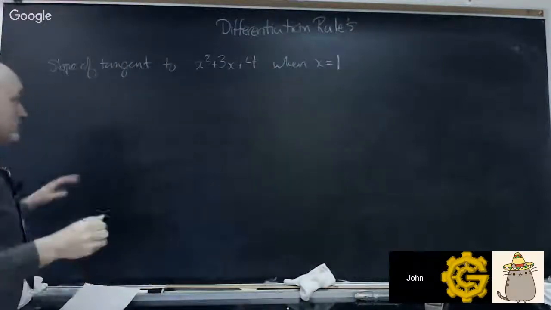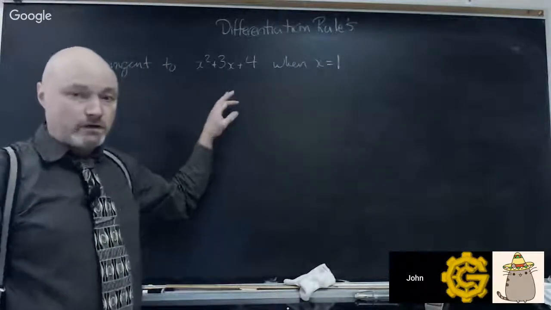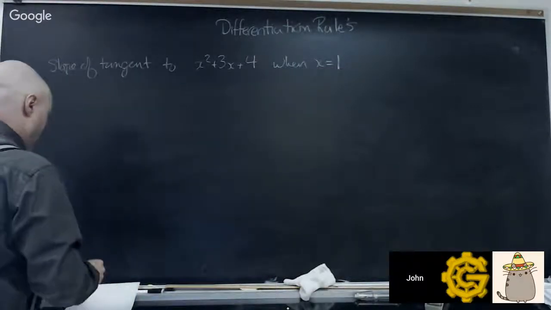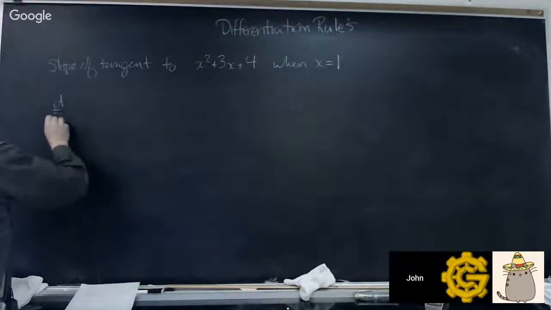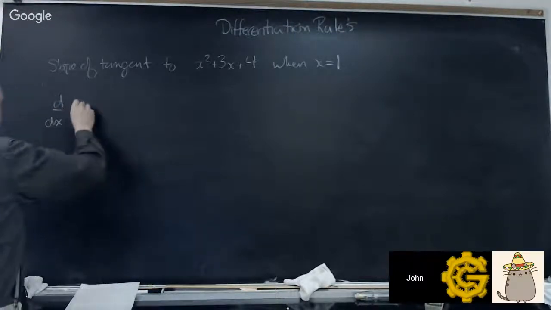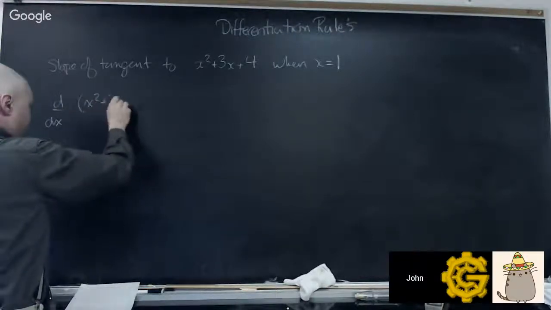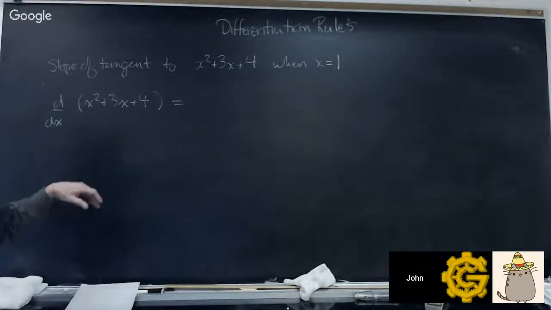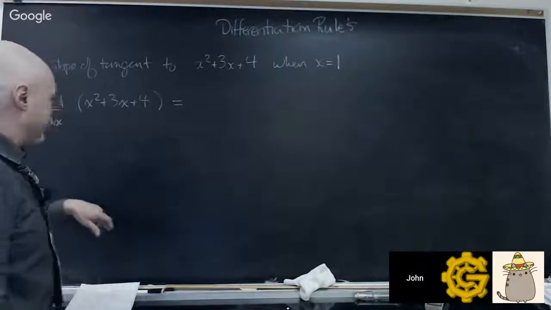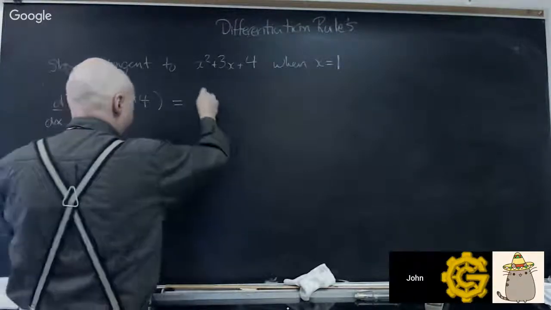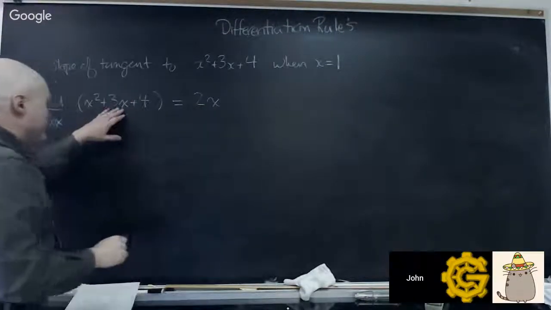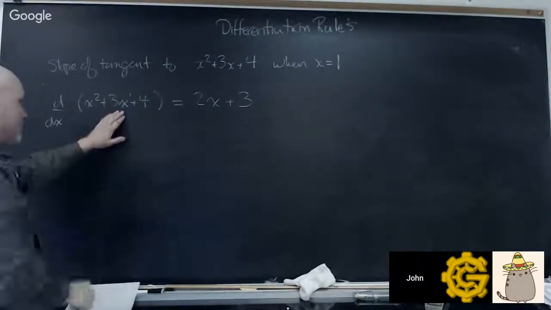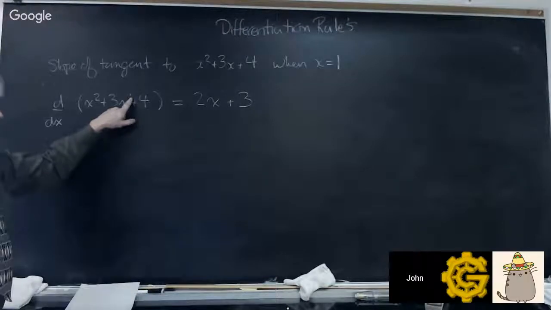All right, so we know the derivative tells us the slope of the tangent at any point that we want to put into it. And so let's take the derivative with respect to x of x squared plus 3x plus 4. And we're going to use the derivative of the sum is the sum of the derivatives rule. And so x squared becomes 2x, plus 3x becomes plus 3. By the way, this exponent of x is a 1.